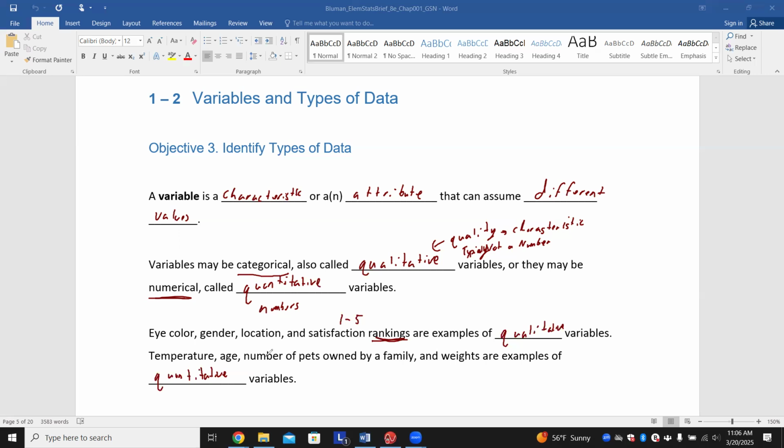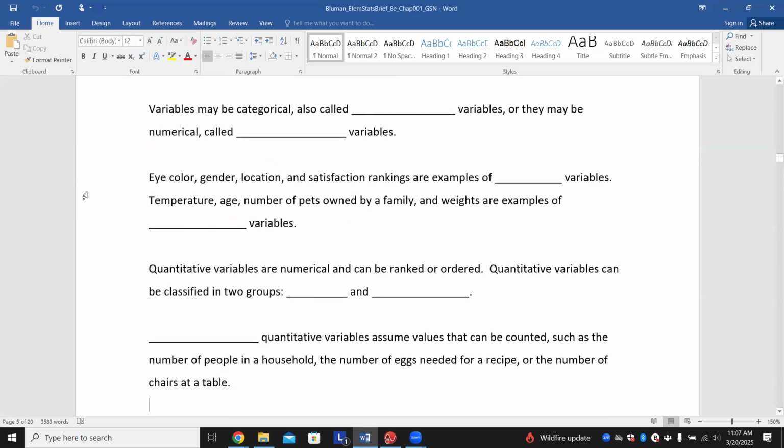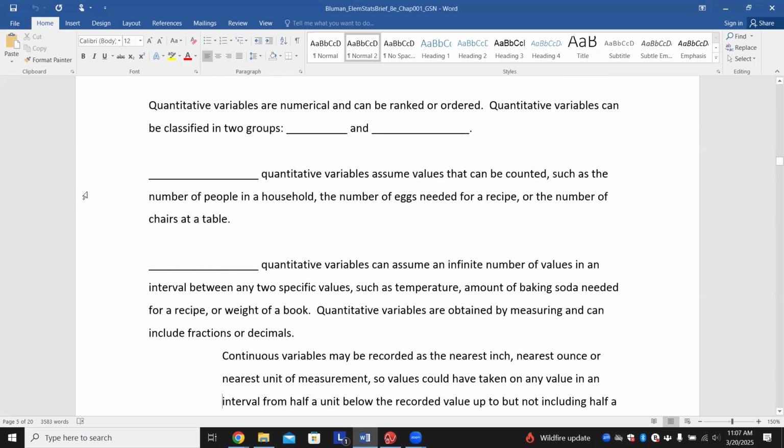This all deals with numbers. So this is characteristics. These are numbers. So temperature, age, number of pets, weights, things like that. All right. So out of those, when we are talking about quantitative variables, our numerical can be ranked or ordered. Quantitative variables can be classified into two groups, discrete and continuous.